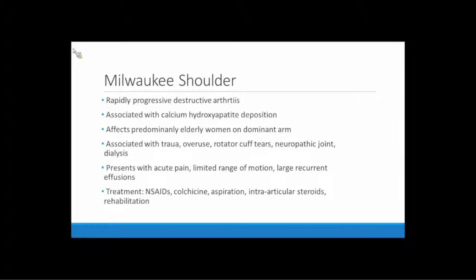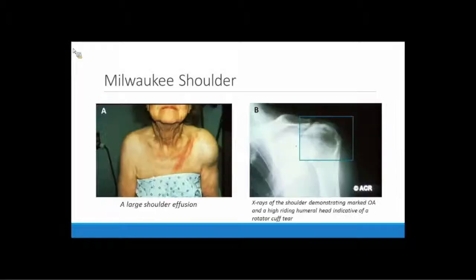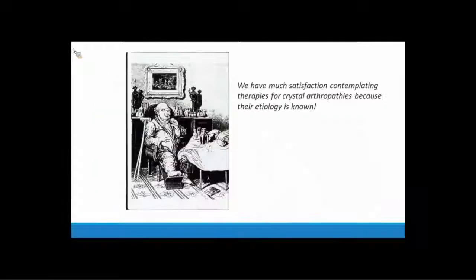Older women, this is always on the boards, okay? Trauma, overuse, rotator cuff tears, severe pain, limited range of motion, big effusions. Nothing works that well. We try all these things. They usually end up needing a rotator cuff repair and or a total joint. And here's how it looks in the flesh. Big, painful effusion, severe osteoarthritis of the joint, okay? And because the humeral head is so high up in the glenoid, you know there's a rotator cuff tear.